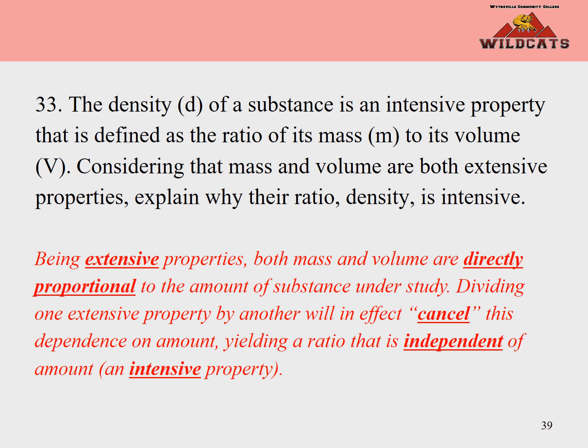Number 33, the density of a substance is an intensive property that is defined as a ratio of mass to its volume. Considering that mass and volume are both extensive properties, explain why the ratio density is intensive. Being extensive properties, both mass and volume are directly proportional to the amount of substance under study. So by dividing the two, or comparing the two, what we find is that ratio is independent of the amount. It always stays the same.